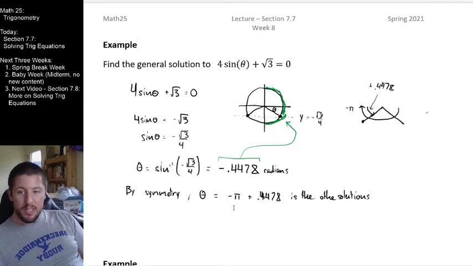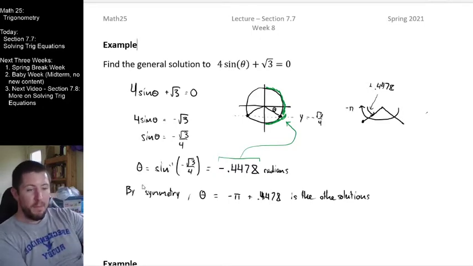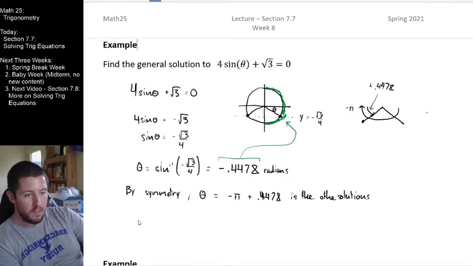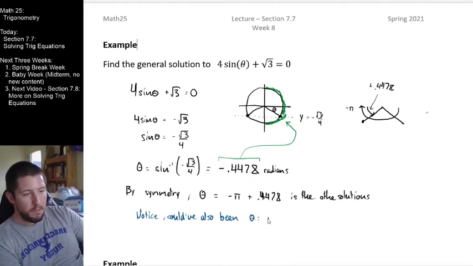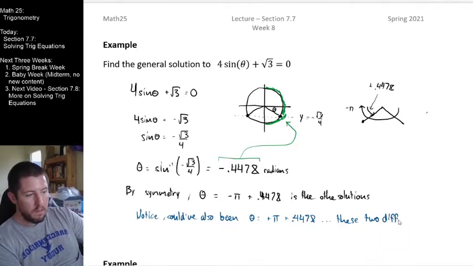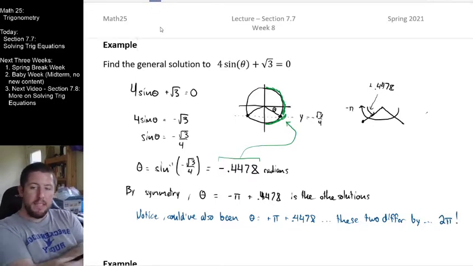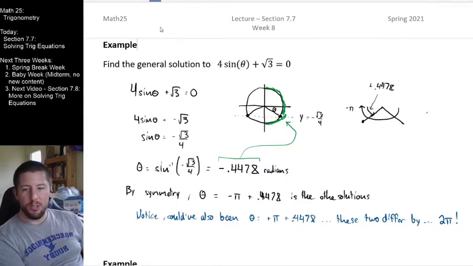So it doesn't even matter which one of those you were to do right there. So I'm even going to write that here. I'm going to say, notice, theta could have also been equal to positive pi plus 0.4478. And the fact that they differ by 2 pi means that's exactly what's going to get handled in our general solution statement right here.